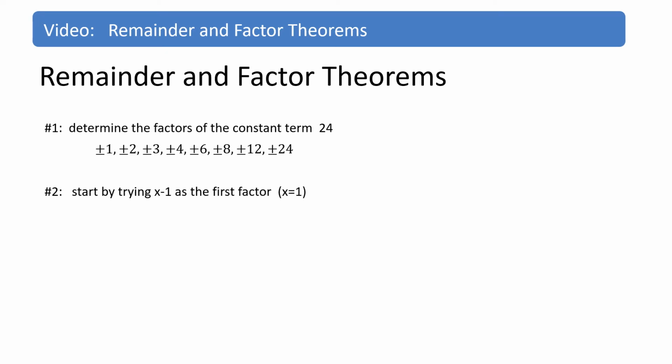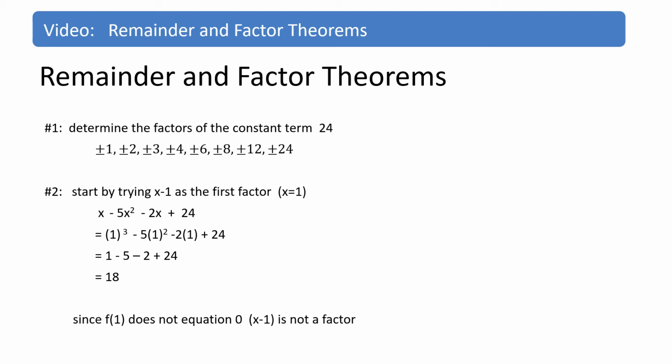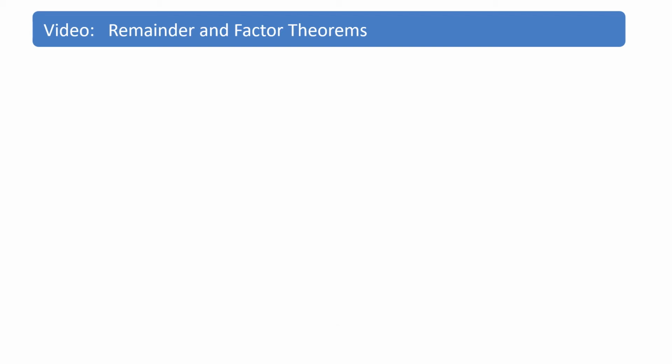Start by trying the first value, x is equal to 1. This will be translated into x minus 1 as the first factor. Take our expression, x cubed minus 5x squared minus 2x plus 24, substitute in 1 for x, do the math, and it equals 18. Does this mean that 1 is a factor? No, it does not, since it does not equal 0.